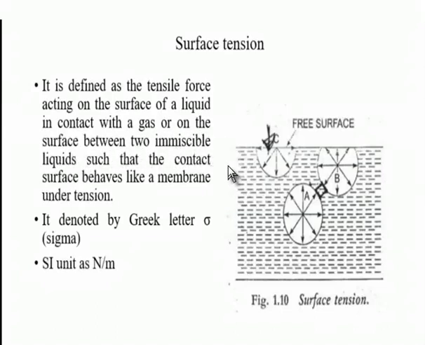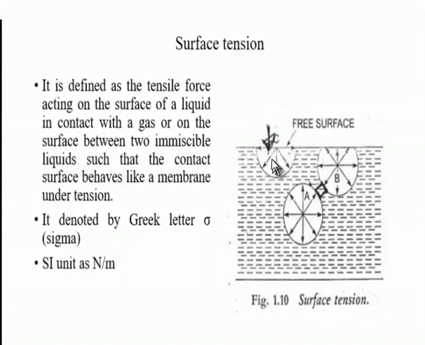Two immiscible liquids means one is liquid and the other is gas here. So these two fluids are called immiscible liquids, such that the contact surface behaves like a membrane under tension. Membrane under tension means that whatever surface is there acts as a membrane, because this surface is subjected to two types of fluids.